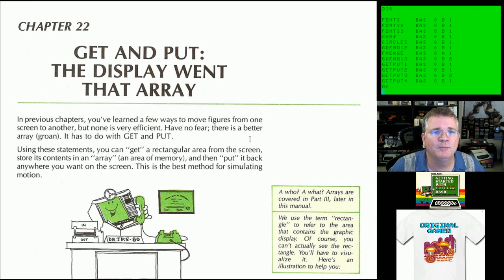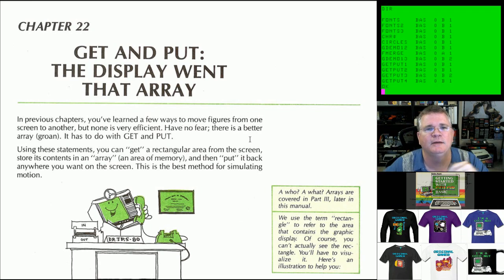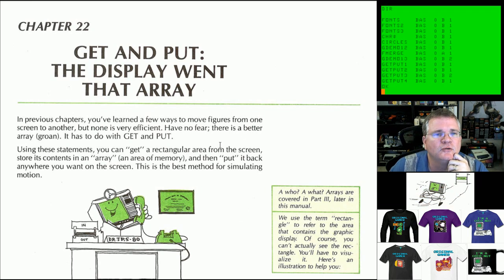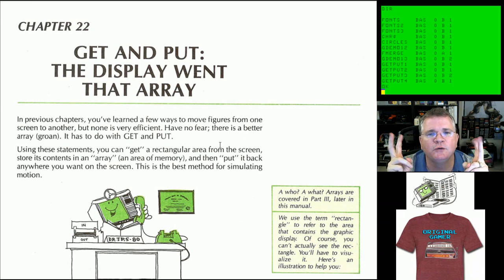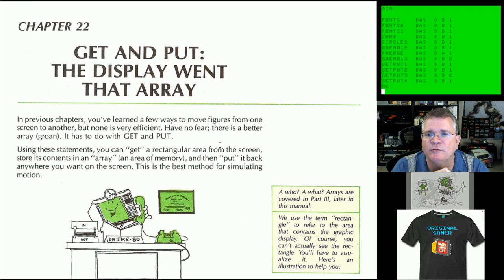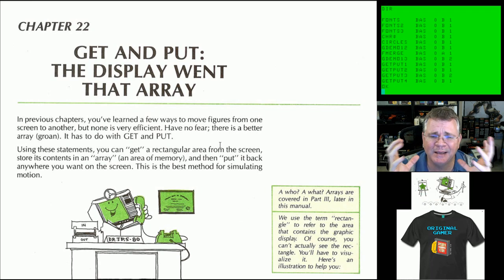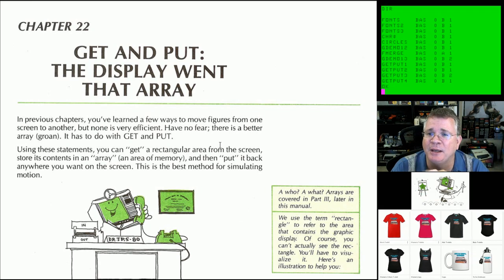Using these statements, you can get a rectangular area from the screen, store its contents in an array, which is an area of memory, and then put it back anywhere you want on the screen. This is the best method for simulating motion. Get and put is essentially like a copy and paste for graphics.